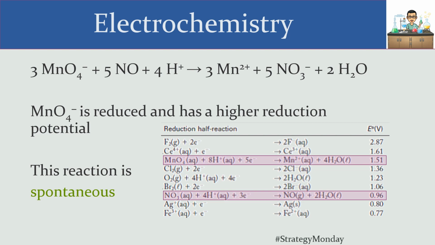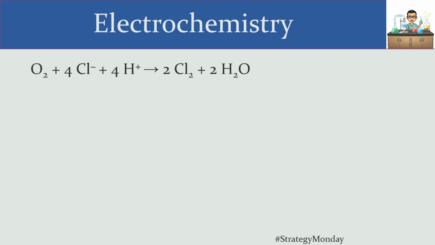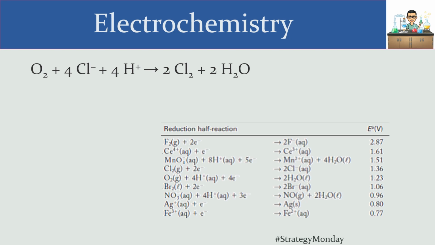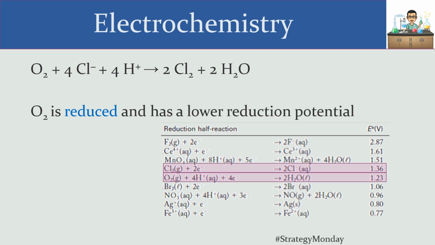Now let's do another example, and we're going to do it a little bit more quickly. So let's take a look at this reaction. And let's find those values in a reduction table. So the one for chlorine and the one for oxygen are these two right here. So the oxygen is on the left side, and it's also on the left side in this reaction. So that means that O2 is the one that's getting reduced. In terms of the two values, the value for O2 is actually the smaller one, not the larger one. So the oxygen is getting reduced and has a lower reduction potential.